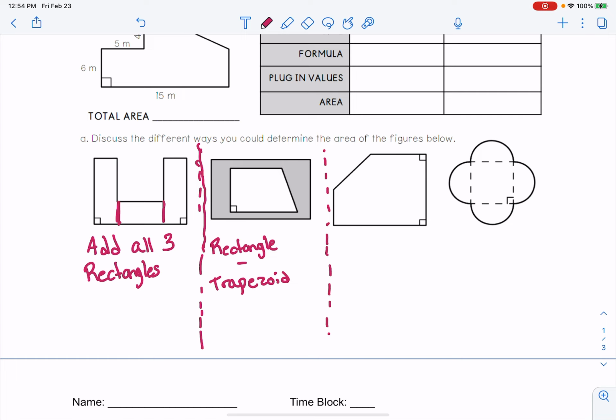In our next example, I see a trapezoid and a rectangle. If I divide it halfway down there, and since both of them are like that open color, that means that we don't have to do any subtraction. They're combined shapes, so we're going to add them. So we're going to do our trapezoid plus our rectangle.